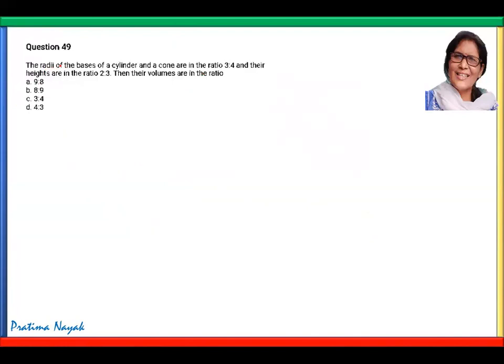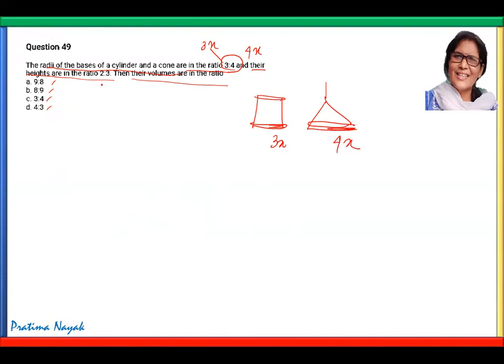The radii of base of a cylinder and a cone are in ratio 3:4. Their heights are in ratio 2:3. Then their volumes are in ratio 9:8, 8:9, 3:4, 4:3. A cylinder and a cone. Here the radii are in ratio 3:4, then first radius is 3x. We know when ratio is given, we take it in this way. So second one is 4x. The heights are in ratio 2:3, so first height is 2y, second height is 3y.